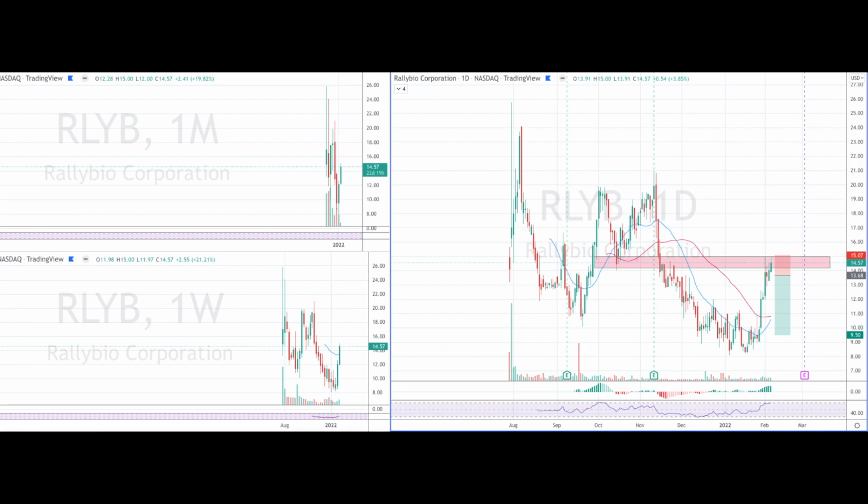RLYB, again, similar story. We're heading into a supply area. This one's bouncing with pretty smooth daily bars. Earnings is not that far away, but again, if we get a decent draw to the downside with the market, this one might not need that many days to get to target.